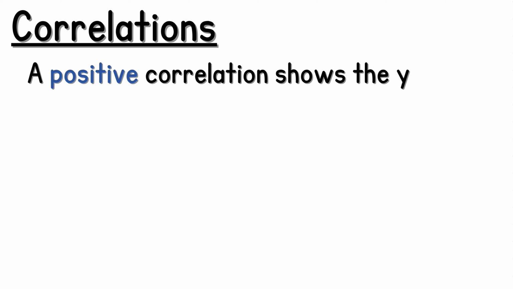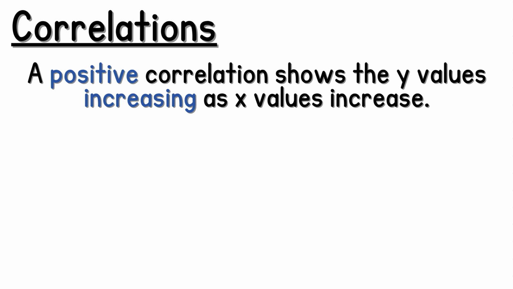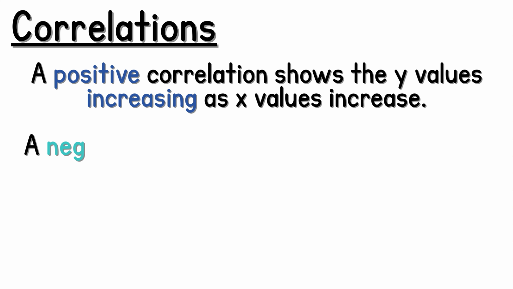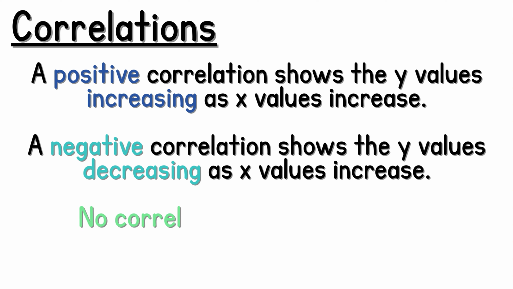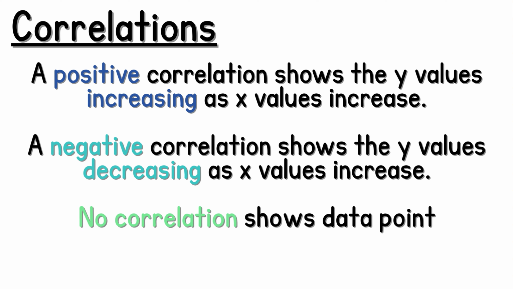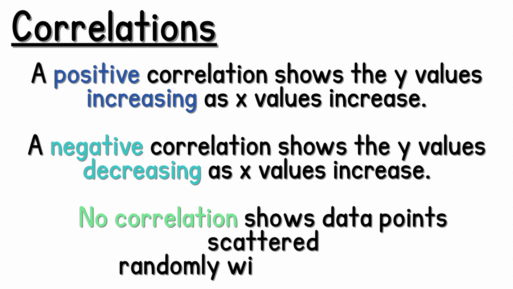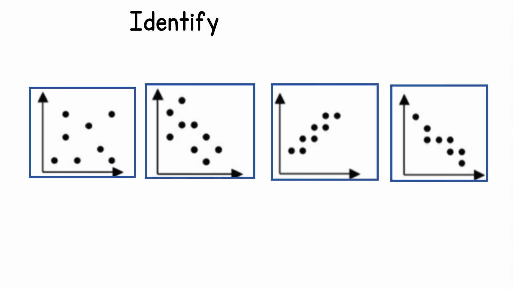Now let's look at correlations. A positive correlation shows the y values increasing as x values increase. A negative correlation shows the y values decreasing as the x values increase. No correlation shows data points scattered randomly with no pattern. So let's look at some scatter plots and decide what the correlations are. We'll identify the correlation of data for each scatter plot below.